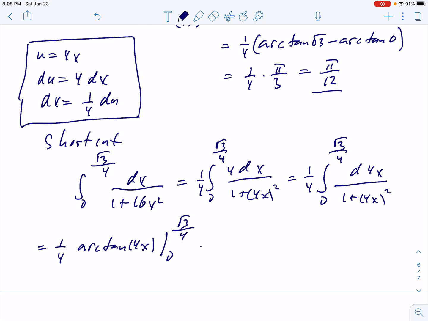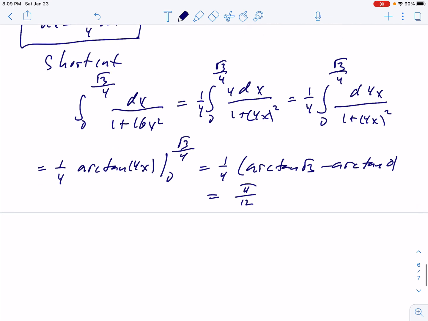And evaluating these limits, you get 1/4 arctangent root of 3 minus arctangent 0. So that's the same thing. That's pi over 12. What is the advantage? You don't use different letters, you don't play with du and dx, you don't change limits. This saves time. You have to do one or the other, either the shortcut like this or complete substitution with the details. And remember, when you make a substitution and you change the limits, you don't return to the old variable.